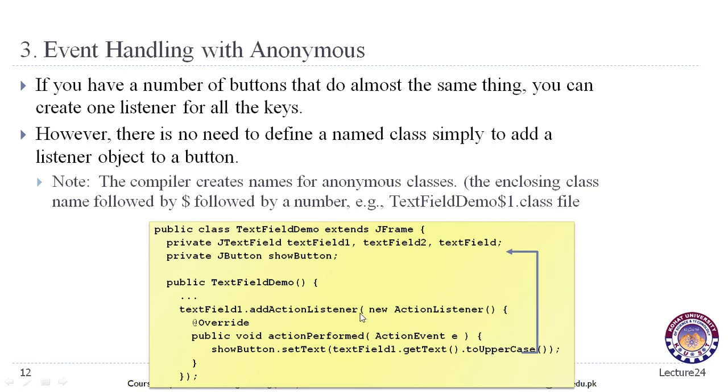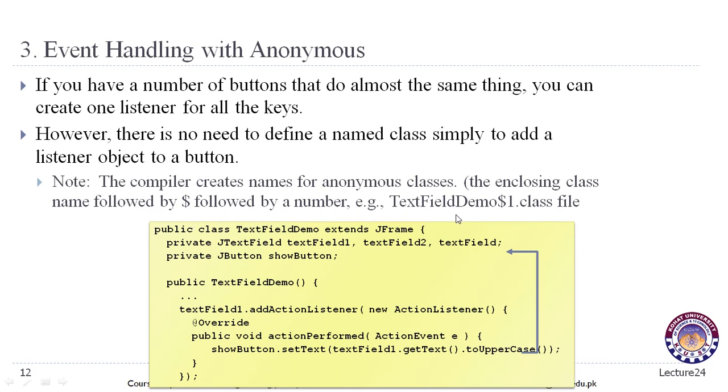But here, as we can see, we can use the action listener classes. We are creating an object of the action listener class without implementing that class. This is an example of an anonymous class. Although we do not define the class, the compiler creates names for anonymous classes: the enclosing class name followed by the dollar symbol followed by a number.